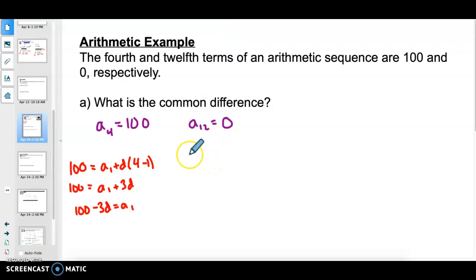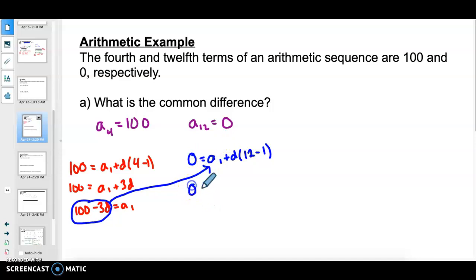Setting up my second equation for the system, I know the 12th term is 0. Still don't know a1 plus d. And this time n is 12 minus 1. What I can do now is I can plug in 100 minus 3d for a1 in the second equation. So I'm using substitution. So now it looks like 0 equals 100 minus 3d, so that replaced a1, plus 12 minus 1 is 11, so 11d.